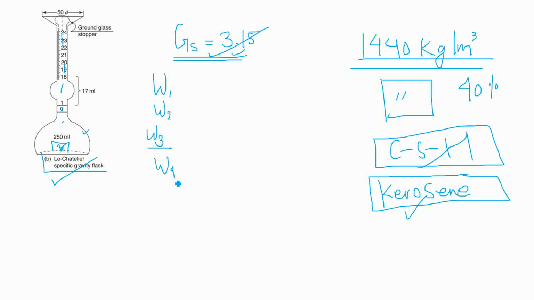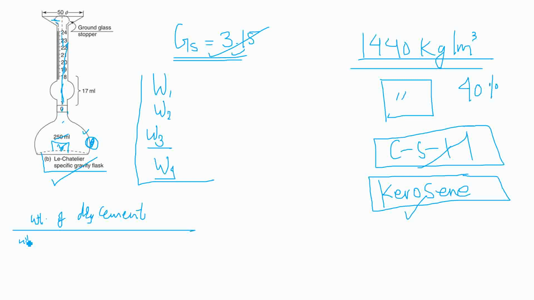And W4 is obtained by removing all the stuff from here and filling it with water. So the weight of the empty Le Chatelier's flask plus the weight of the water filled up to its top is W4, just like in the case of the pycnometer. So by using the same formula, we can determine the weight of dry cement, that is, the weight of cement solids divided by the weight of equal volume of kerosene, since this bottle is filled up by kerosene.